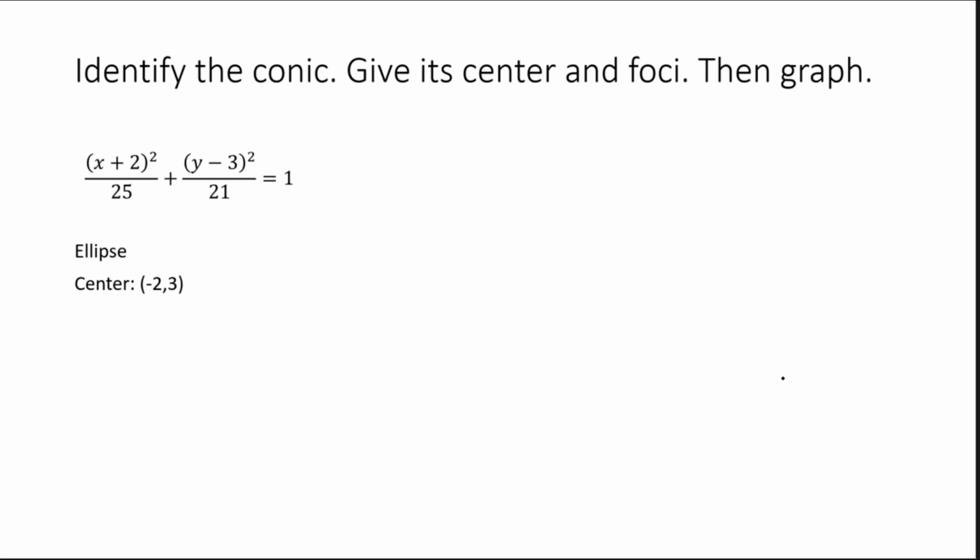Now to find the foci, we need to use the relationship that c squared is equal to a squared minus b squared. So a squared would be the larger number, that's 25. b squared would be this 21. So you just subtract those, 25 minus 21 to get 4. c squared is 4, so c would be plus or minus 2.